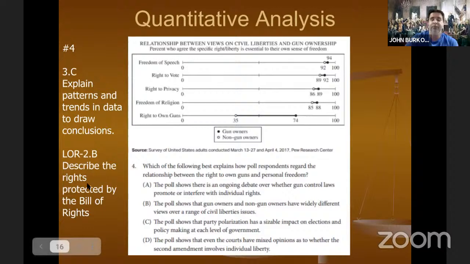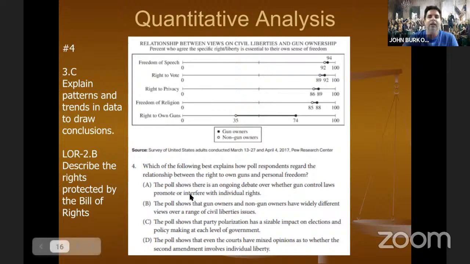All right, we're still with the same content here. We're still with a big idea: the relationship between civil liberties and gun ownership. All right, here's the question. Which of the following best, there it is, that modifier, best explains how poll respondents regard the relationship between the right to own guns and personal freedom? All right, so they're really focusing here. The poll shows there's an ongoing debate over whether gun controls promote or interfere with individual rights. An ongoing debate over gun control laws, maybe a thing.